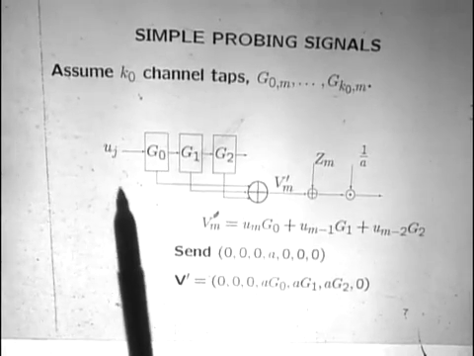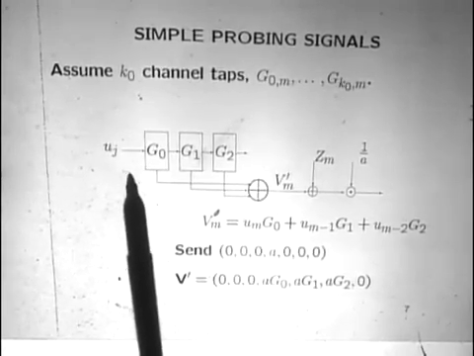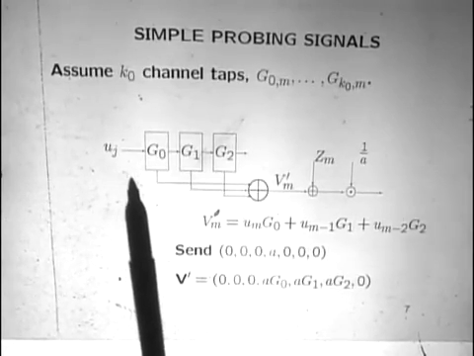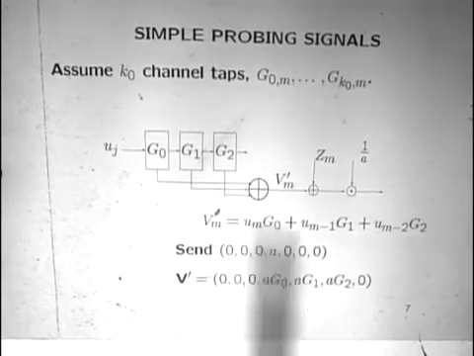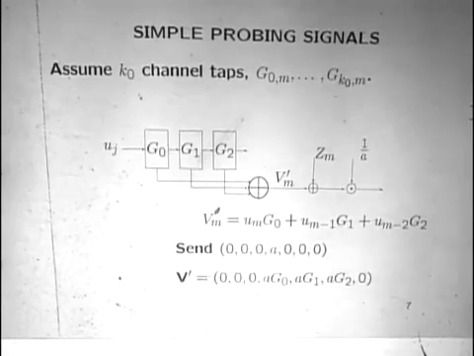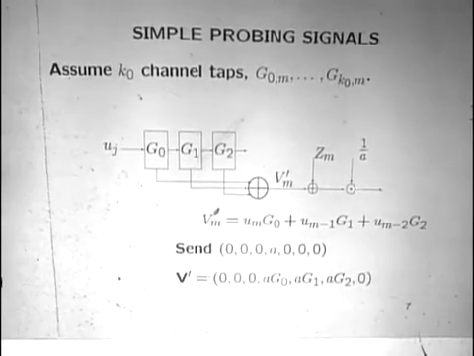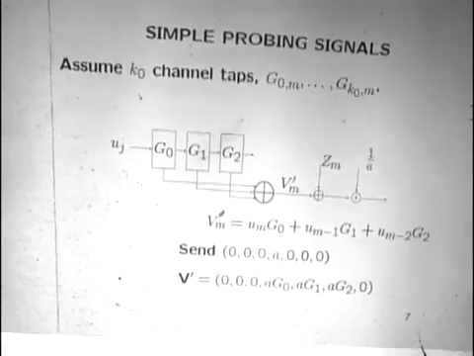Since we're sending A or minus A or something with magnitude A, we want to divide by A out here if we want to figure out anything about what these taps are.